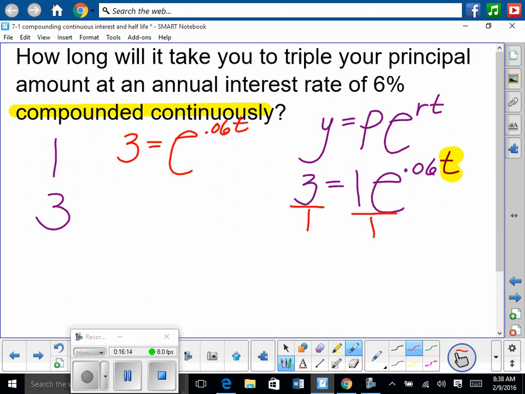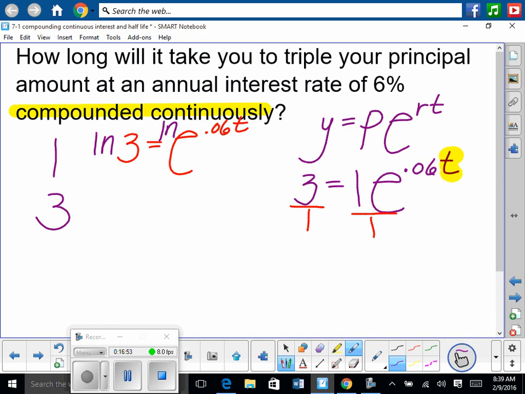Now a lot of students think at this point they can divide by E, but that's not true. T is not being multiplied to E, right? T is in the exponent. So you've got to bring this down out of the exponent. The only way to bring something out of an exponent is to apply the inverse. Now I'm going to tell you, the inverse of the base E is ln. So once again, the inverse of the base E is ln. So we've got to apply the inverse to both sides of the equation. So we're going to take the ln of both sides of the equation. Ln stands for natural log.